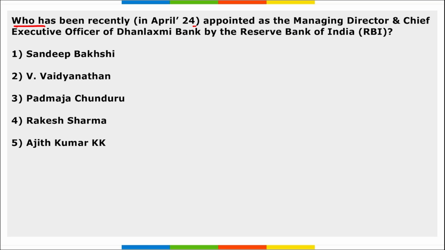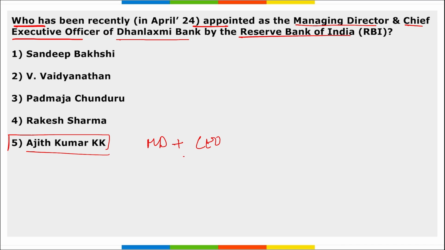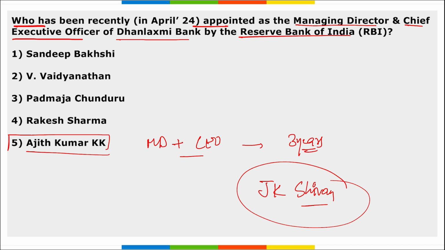Next, who has been recently appointed as the Managing Director and Chief Executive Officer of Dhanlaxmi Bank by RBI, that is Reserve Bank of India? Ajit Kumar KK has been appointed as the Managing Director and Chief Executive Officer of Dhanlaxmi Bank. He will be in this position for 3 years with effect from the date of taking charge. And Ajit Kumar KK will succeed whom? He will be succeeding JK Shivan, whose term was scheduled to conclude on 29th of January.